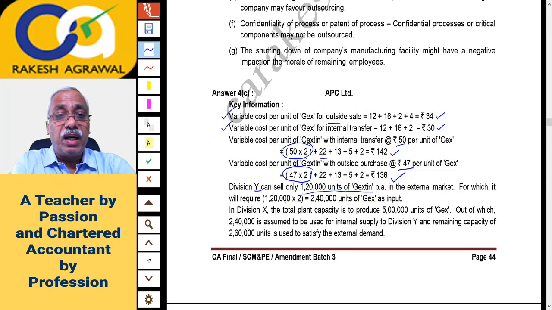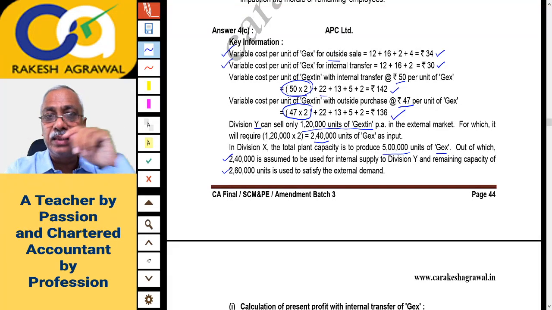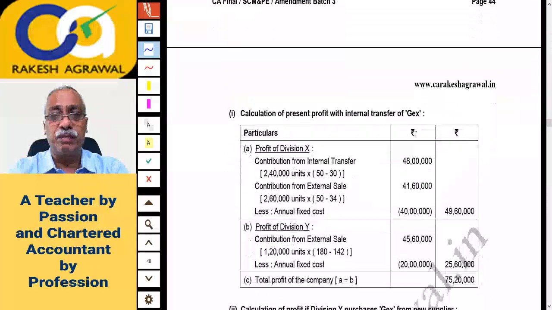Now, for which it will require 1,20,000 into 2, that is 2,40,000 units of JEX as input. In division X, the total planned capacity is to produce 5 lakh units of JEX, out of which 2,40,000 is assumed to be used for internal supply to division Y, because division Y purchases its entire requirement from X only. And the remaining capacity of 2,60,000 units is used to satisfy the external demand. We had discussed this, and this data will be useful for calculation of present profit.